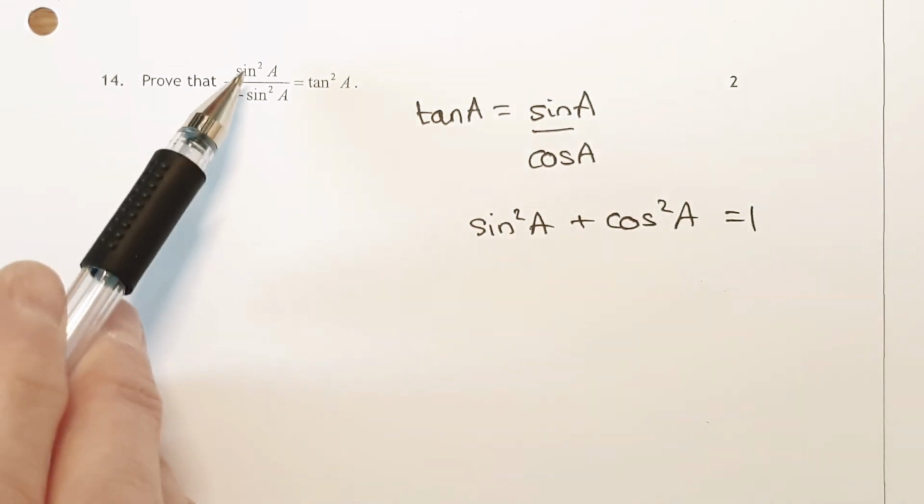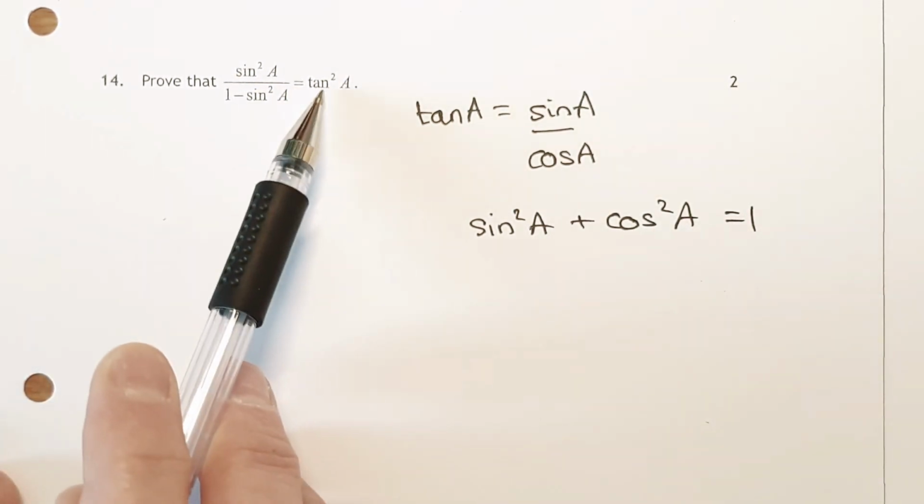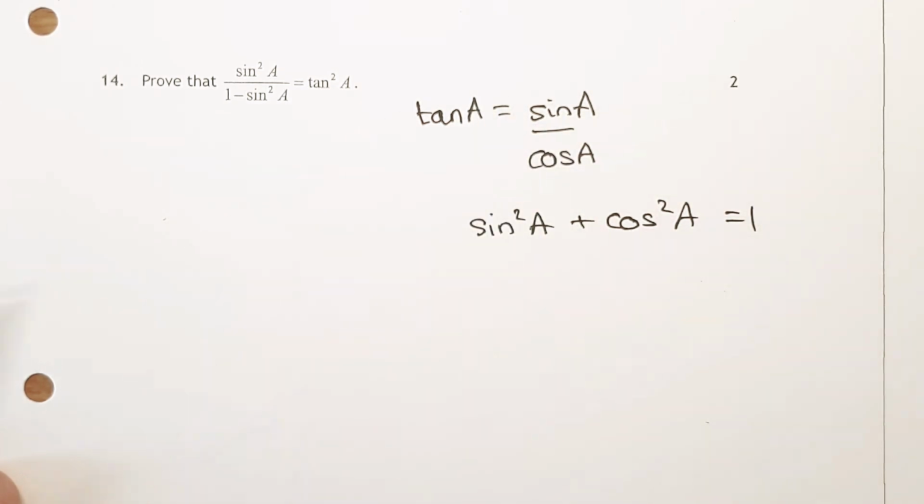Now we've got sine squareds in it. So that's a hint we're going to use this equation here. But we've also got a tan. So hence we're going to use this one. So we're going to use both of these trig identities overall.